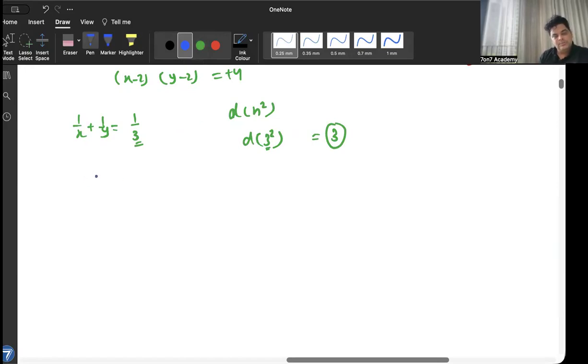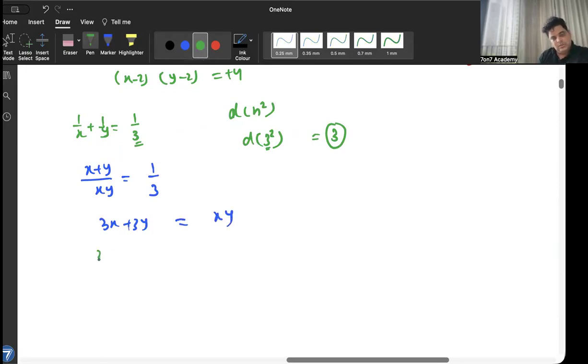Okay, but how to get it? Just take the LCM. If you take the LCM, what will you get here? This goes here, this goes here. x plus y over xy is equal to 1 over 3. So 3x plus 3y is equal to xy.